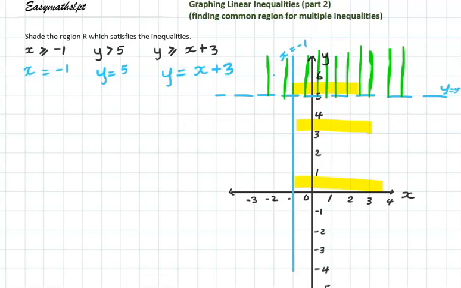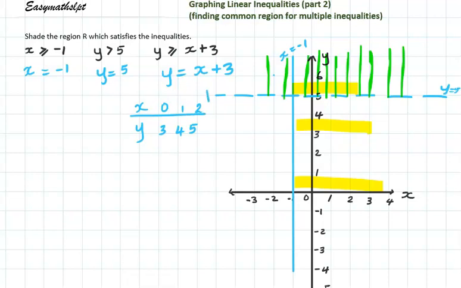Now, in the third inequality, because it has two variables, we can either use the slope and the intercept, or we can create a table of values. So let's create a table of values. We can select any three values for x and substitute to find y. So let's use when x is 0, when x is 1, and when x is 2. Three points are enough. So when x is 0, y is going to be 0 plus 3, which is 3. When x is 1, y is going to be 1 plus 3, which is 4. And when x is 2, y is going to be 2 plus 3, which is 5.